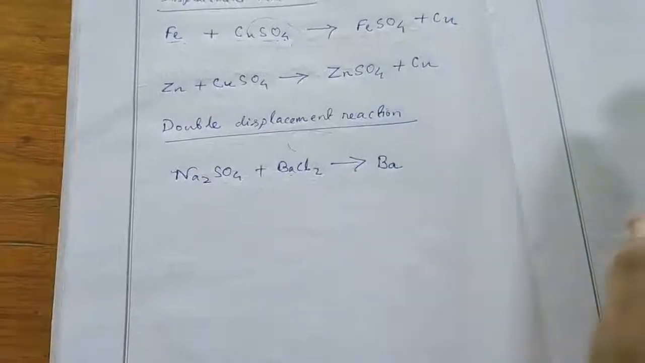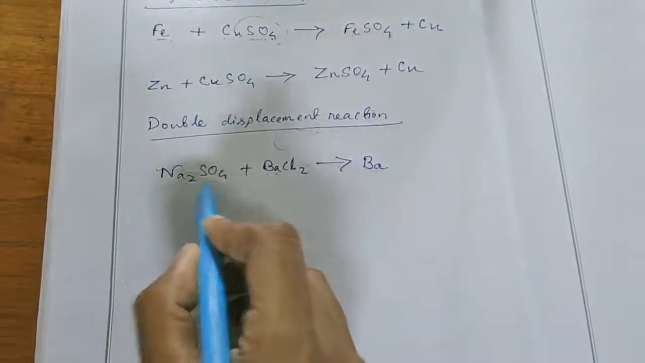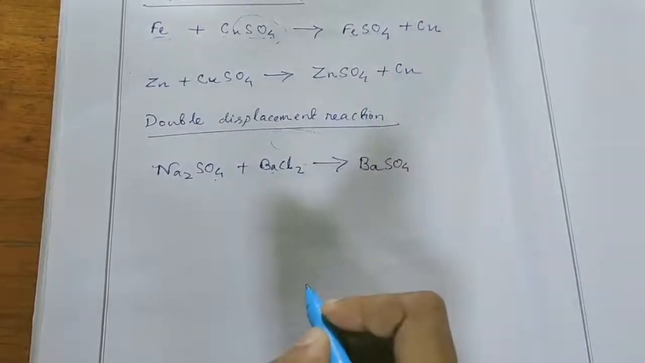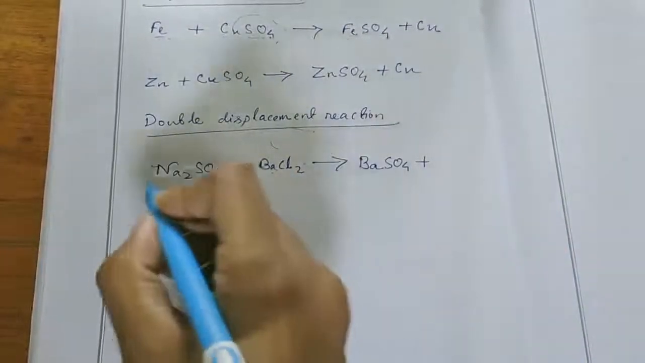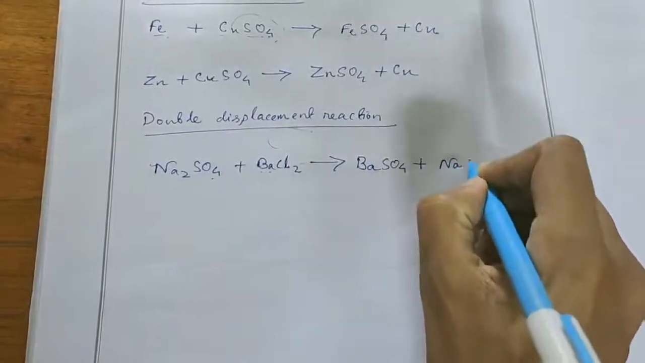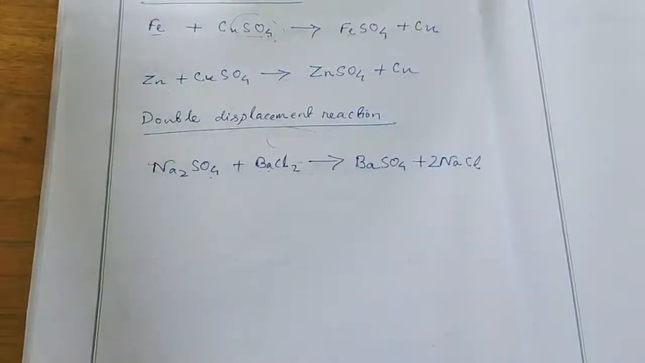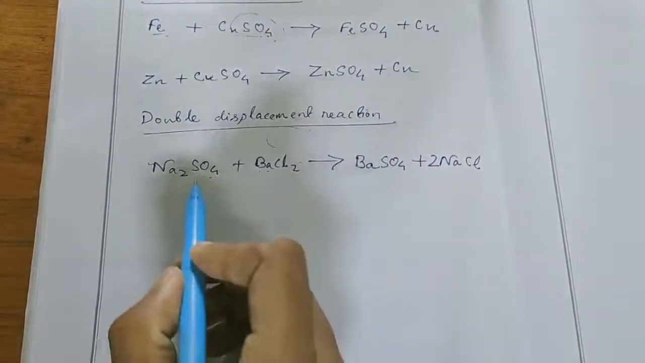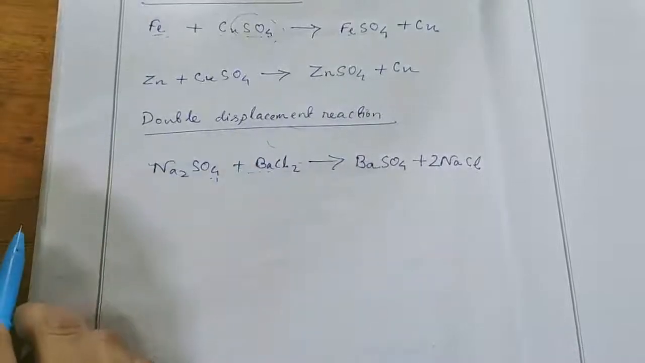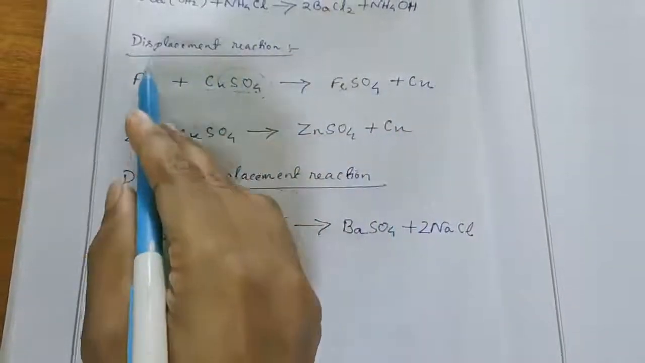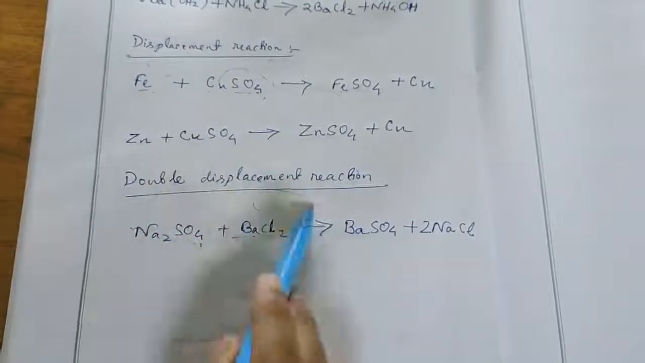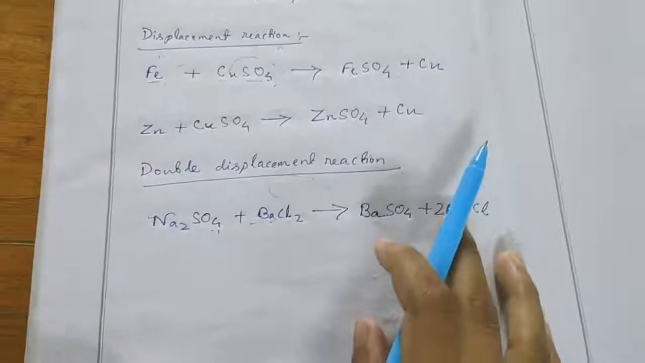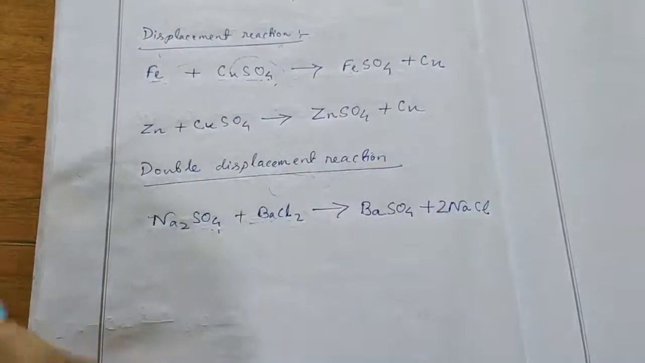Ba, from here SO4 will join with Ba, BaSO4 plus NaCl. The reaction is like this, double displacement, because from here also displacement has happened, and from here also displacement has happened. In the earlier one it was single displacement, here it is double displacement. So these are the types of reactions.